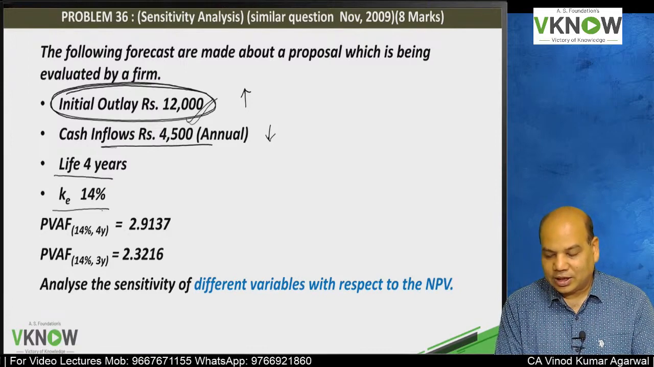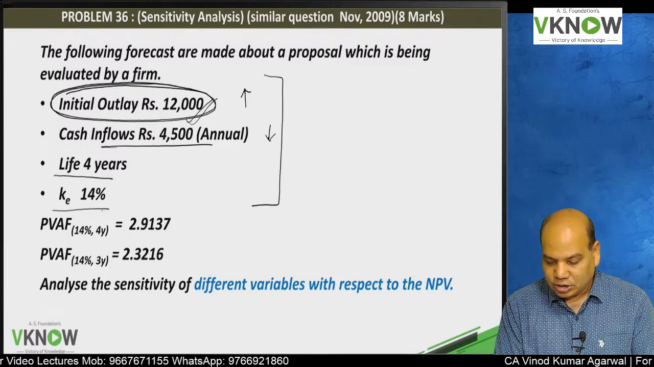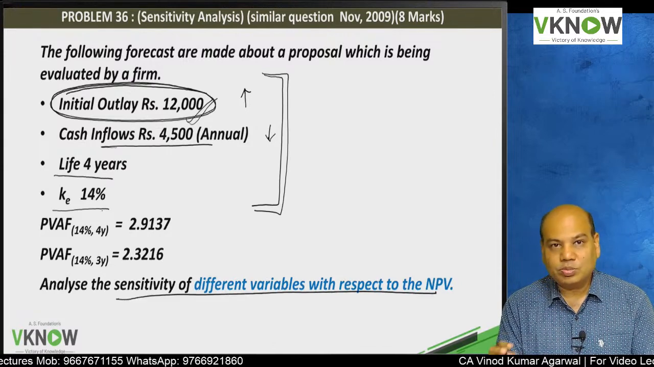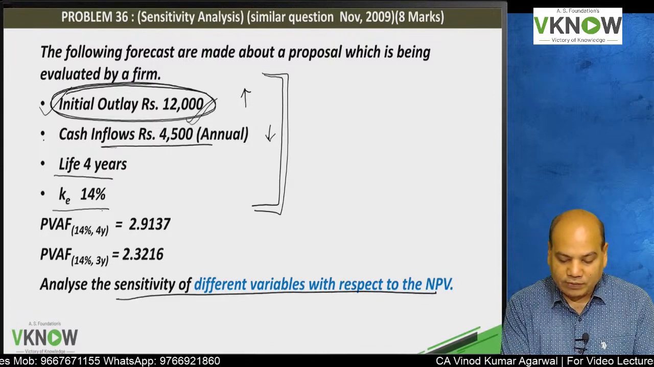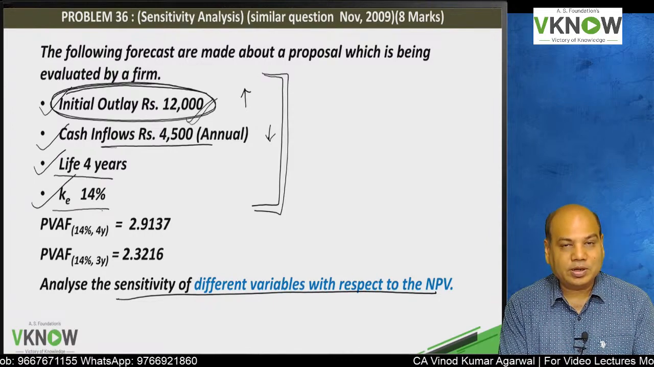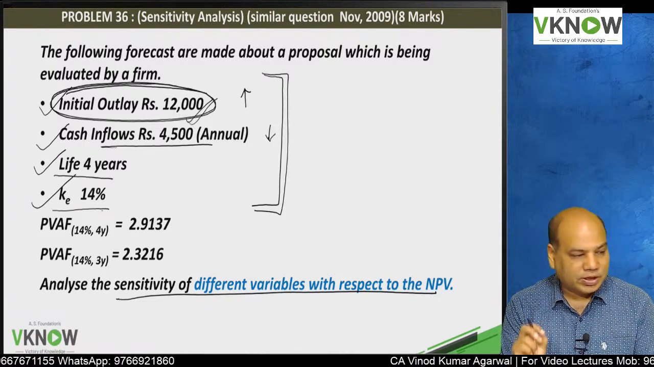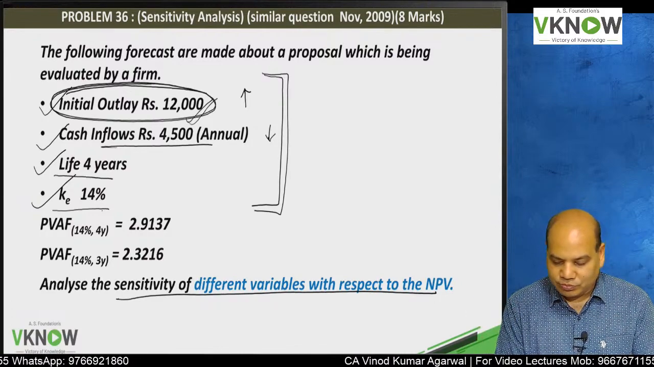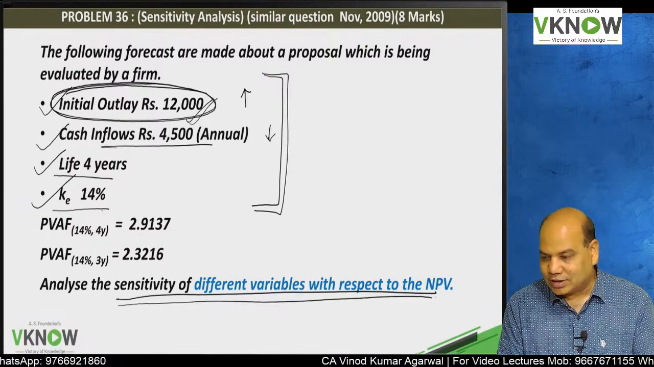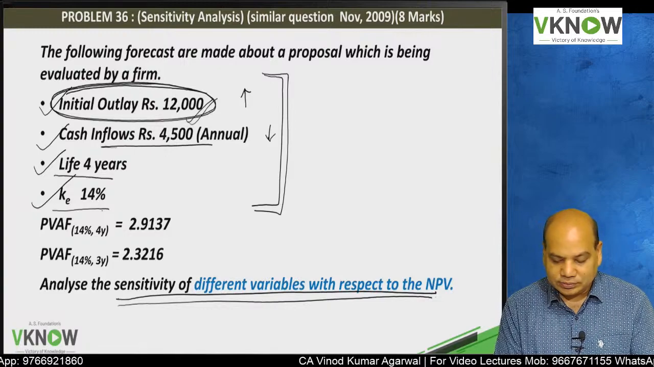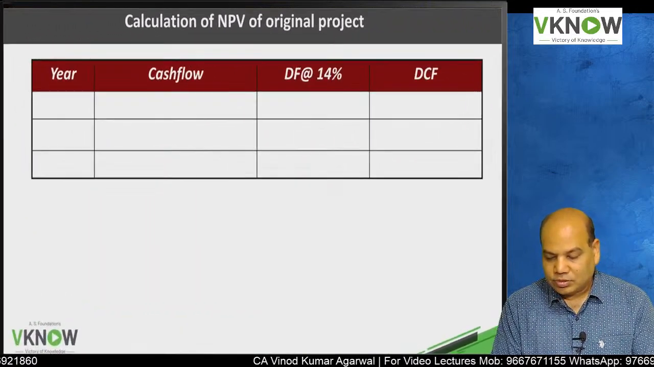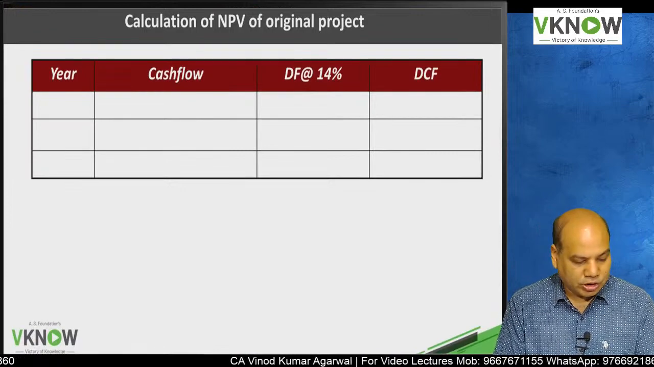So my target NPV in all these 4 cases would be NPV should be 0. What should be the value of this variable at which NPV will be equal to 0? That is how we are going to do the sensitivity analysis for that. But first thing first, let us check what is the NPV of the original project.